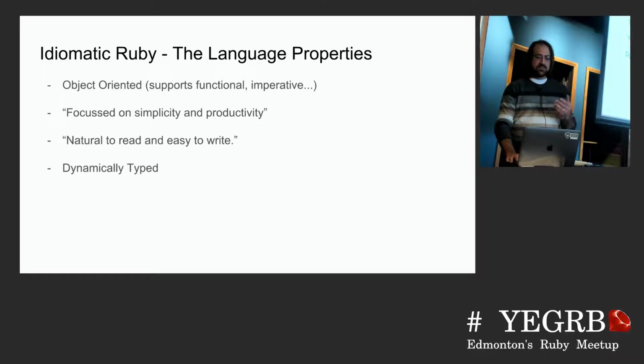Okay, so idiomatic Ruby. So much like in English, we talked about how English doesn't have gendered nouns. The properties of the language itself are going to determine what's idiomatic in that language. In Ruby, it's the same story. So we know Ruby is object-oriented. We know that it supports functional programming. We know it supports imperative programming. Also, if we go to the actual Ruby docs, what they say is it's focused on simplicity and productivity. It should be natural to read, easy to write. We know it's dynamically typed. So all of these things are going to influence how we try to write idiomatically.